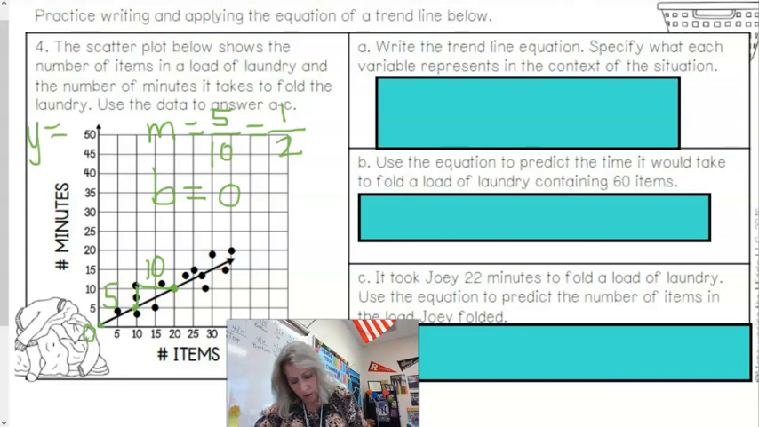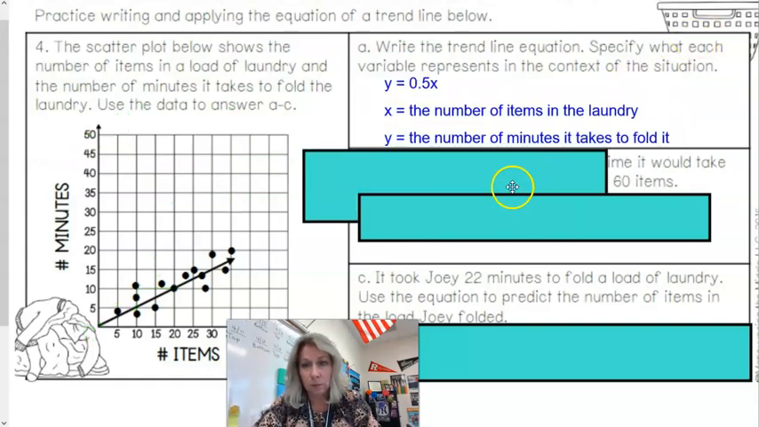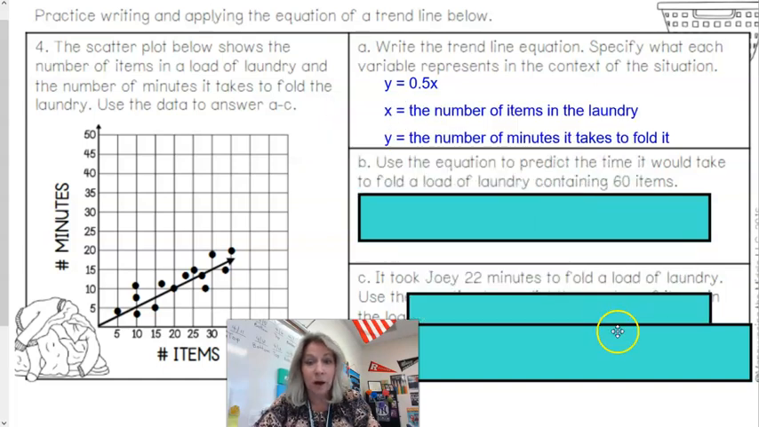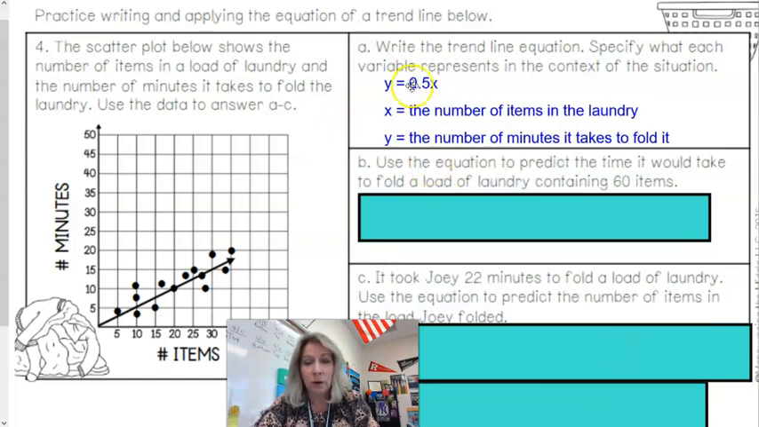We can have y equals 1/2 x plus 0, but you don't need to say plus 0. So you really can just have y equals 1/2 x. Or 0.5. Okay, so instead of writing 1/2 x, you could write 0.5x. That also is fine. All right.